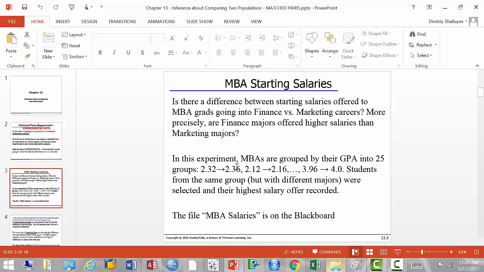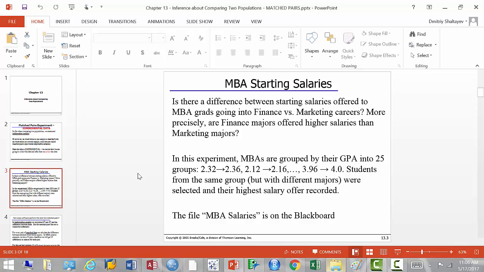So how about that? We're going to collect the first sample, people from finance, MBA, randomly. Whatever their GPAs are, fine. Let it be. But for the second sample, MBAs from marketing, we're going to hand pick them. Not just any MBA, but an MBA whose GPA matches the GPA from the first group. So marketing people will be hand picked to match, not precisely, but closely, the GPA of the people in the first group. So now we're dealing with matched pairs.